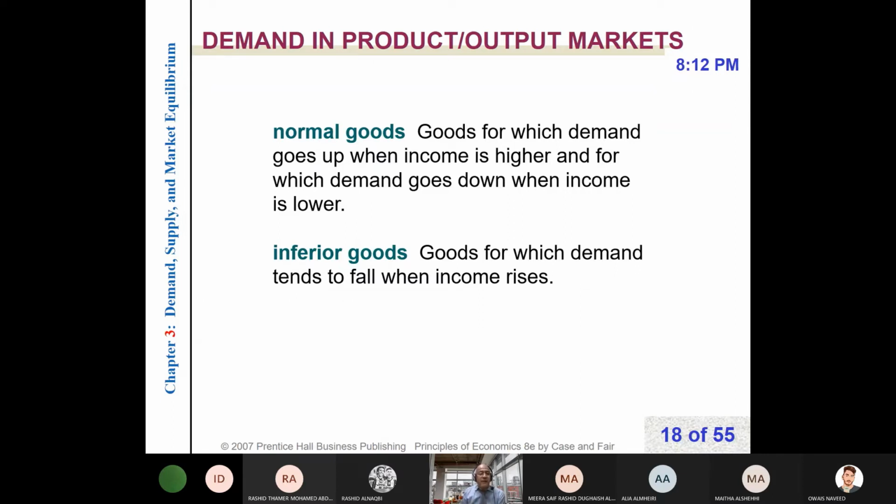What do I mean by inferior good? If my salary increases, I will buy less bread. Why? Because at the upper level of my income, I can afford buying fruit, meat, cake, chocolate, biscuits, etc. So I will consume less bread.